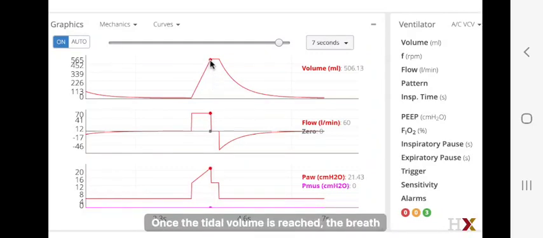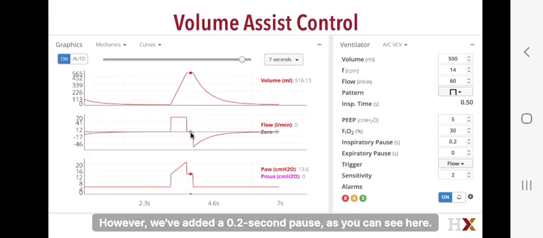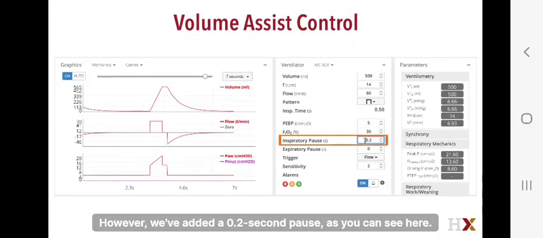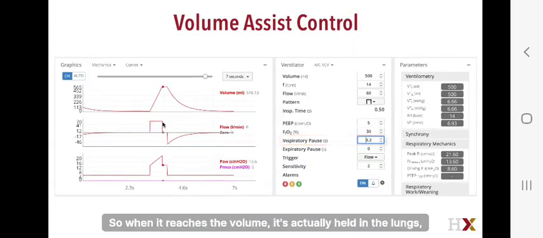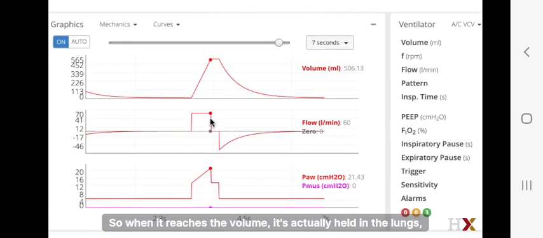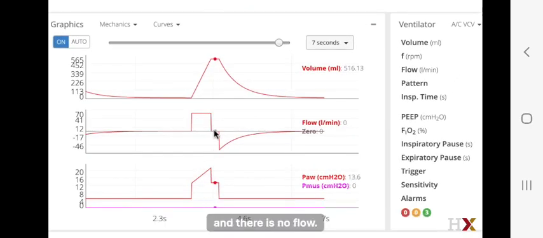Once the tidal volume is reached, the breath is technically supposed to be terminated. However, we've added a 0.2 second pause, as you can see here. So when it reaches the volume, it's actually held in the lungs and there is no flow. The breath is held, so flow is 0.